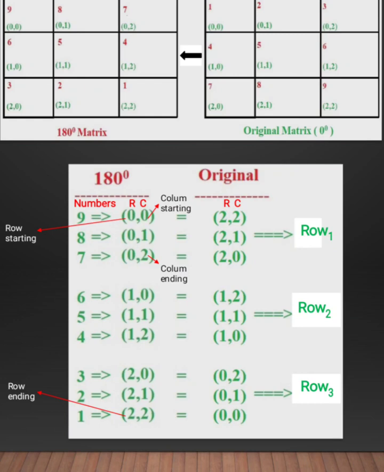Now observe the positions in the two matrices. In the 180 degree matrix, the row starts from 0 and ends with 2. In the original matrix, the row starts from 2 and ends with 0. Coming to column values, in the 180 degree matrix, in each row the column starts with 0 and ends with 2. In the original matrix, in each row the column starts with 2 and ends with 0. I hope you understand this logic. You will get more clarity during its implementation.